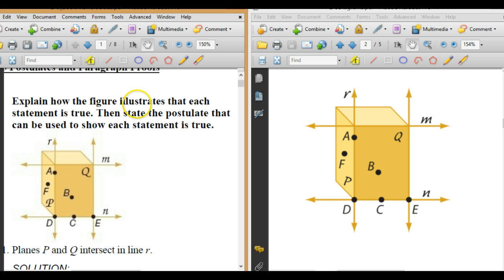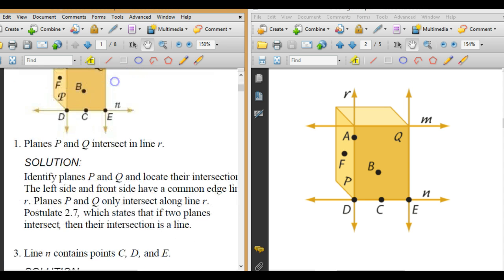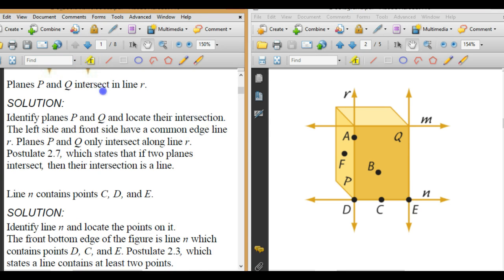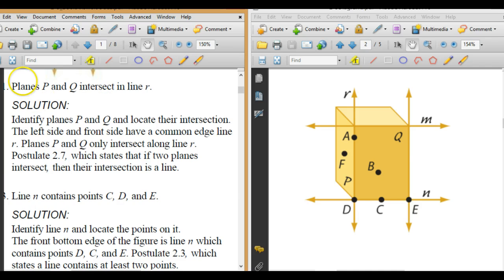Now I'm on page 130, and I'm looking at problems 1 through 6. The directions say, explain how the figure illustrates that each statement is true. Then state the postulate that can be used to show each statement is true. So in number 1, planes P and Q intersect in line R. So in the solution it says identify planes P and Q and locate their intersection.